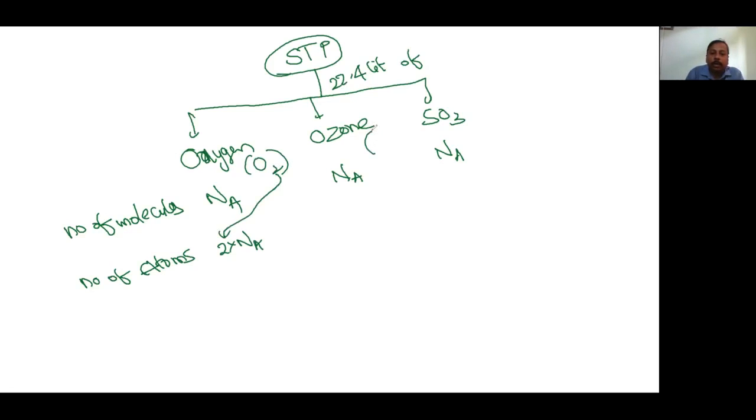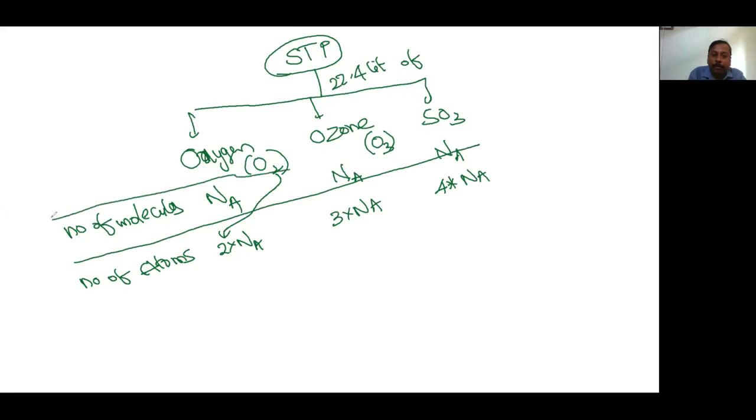Same way, can you say what should be multiplied for ozone? Its atomicity is 3, so it will be 3 into Na. And here atomicity is 4: two different types of atoms are there, one sulfur and 3 oxygen, so it will be 4 into Na. So the number of atoms is not the same, but the number of molecules will be the same.